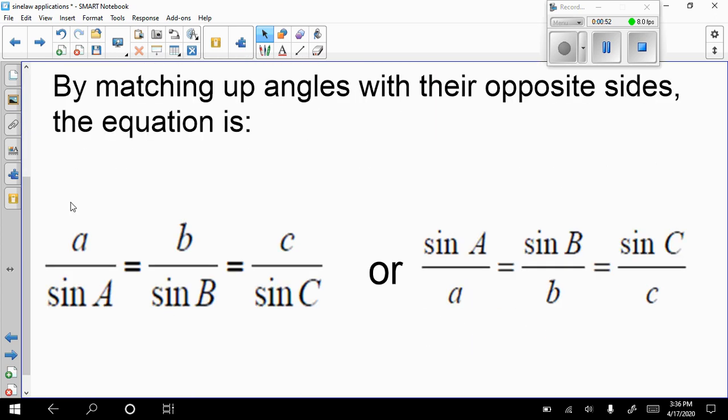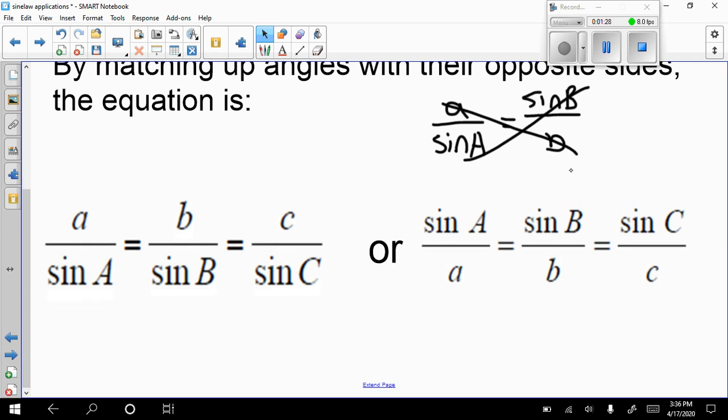This is what it looks like. It's A over sine A is equal to B over sine B is equal to C over sine C. Interestingly, you can flip them all and it works the same way. So you don't have to have the sines on the bottom. You can have them all on the top or all on the bottom, but you can't alternate, with one on the top and one on the bottom. So you couldn't do something like A over sine A is equal to sine B over B. You can't do that. You have to have them either all on the top or all on the bottom.